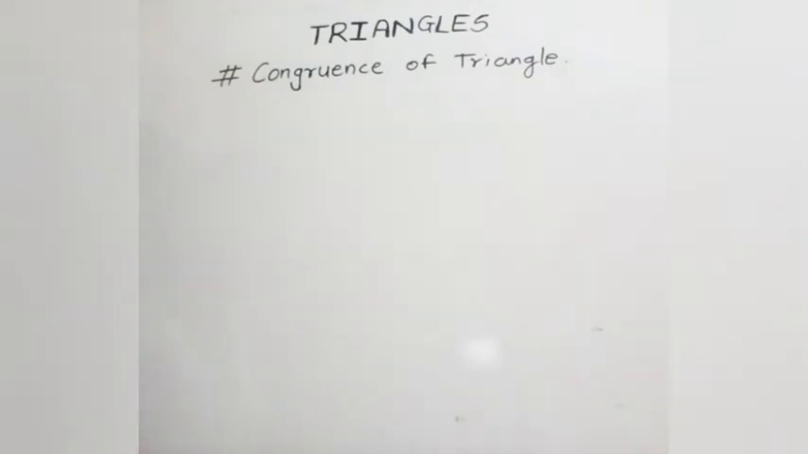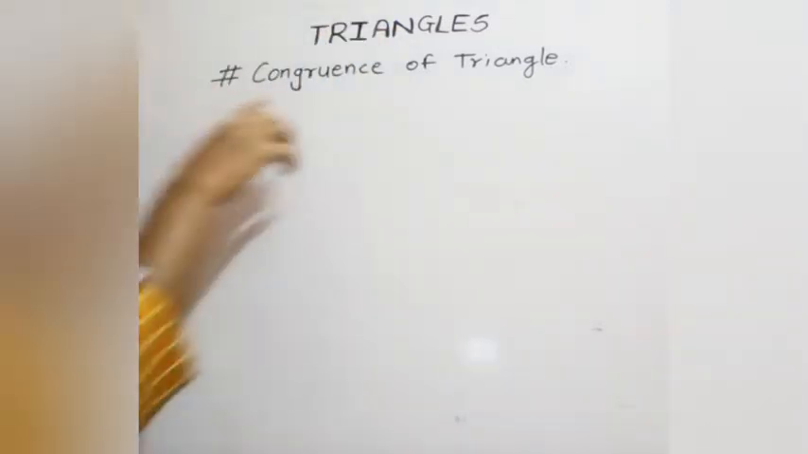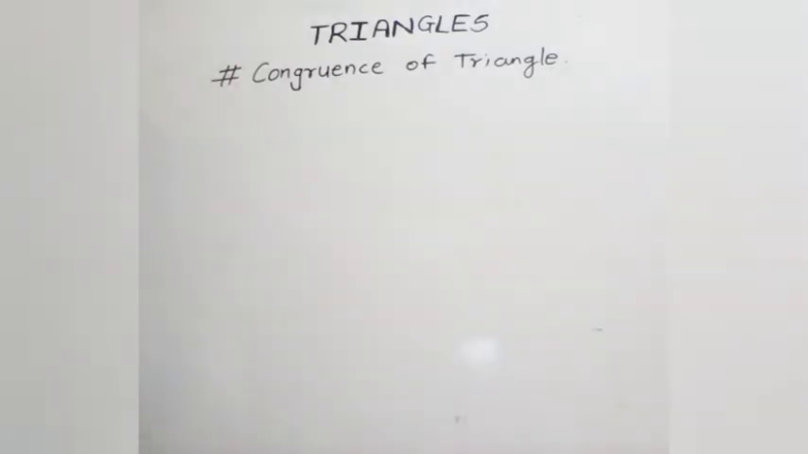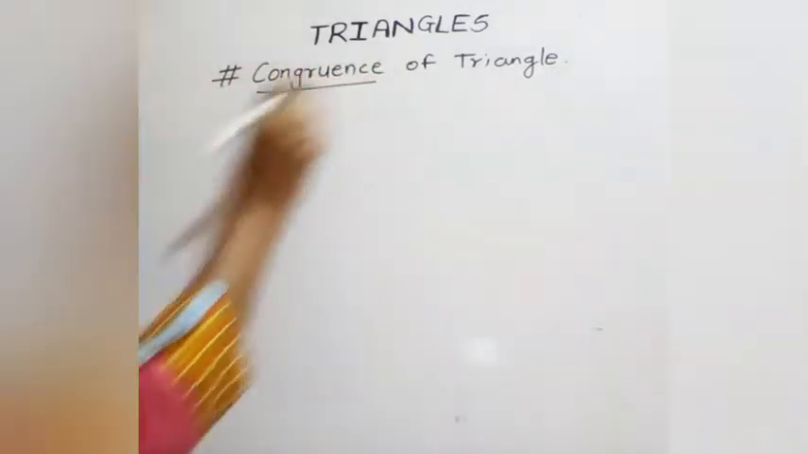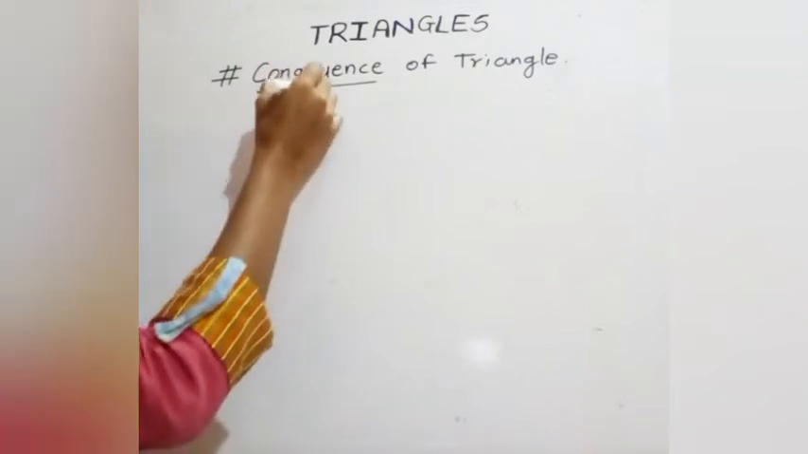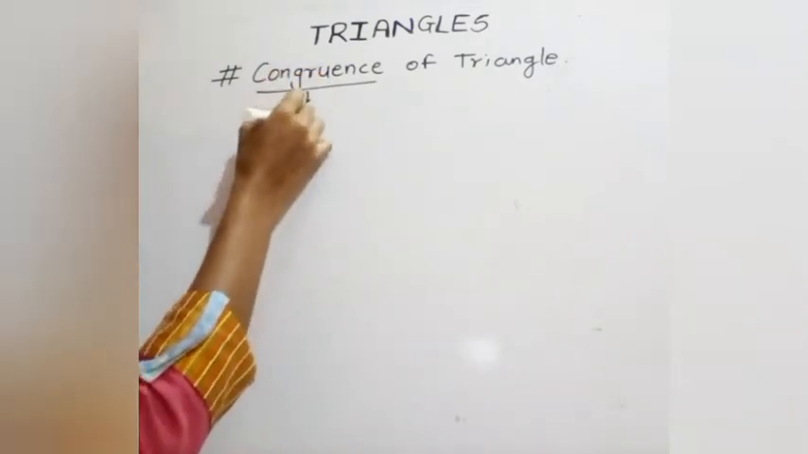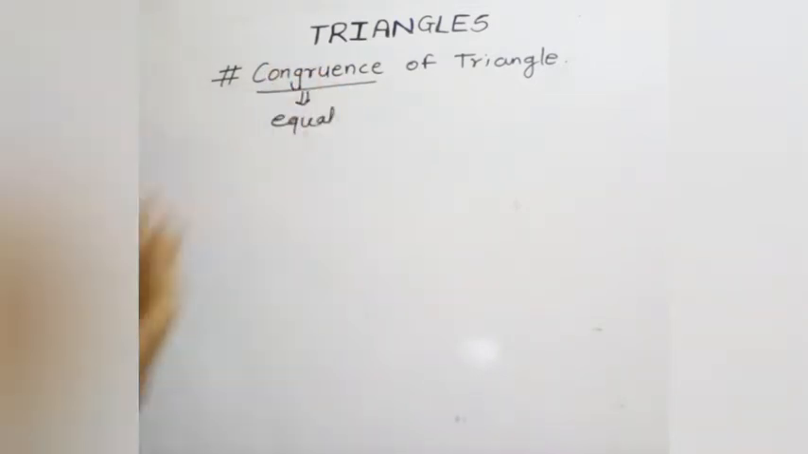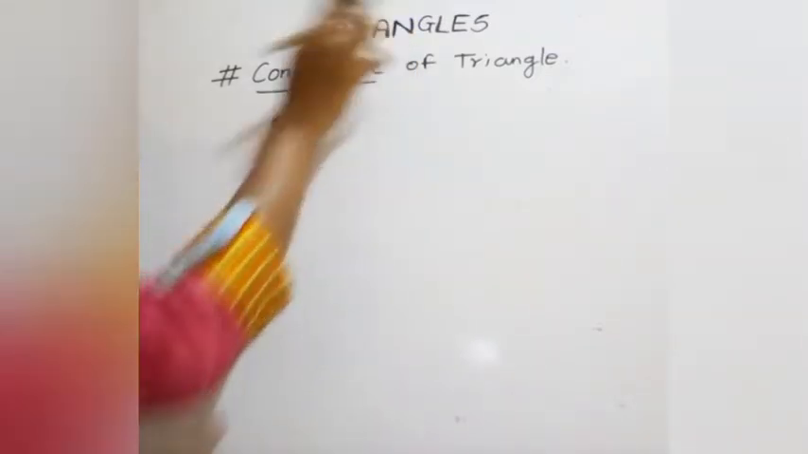In this video, we are going to understand what is triangle. So, in a triangle chapter, first of all, we should know what is a congruence of triangle. So, what does it mean, congruence? If we talk about congruence in a simple word, we can say congruence means equal. And here we are talking about triangle.